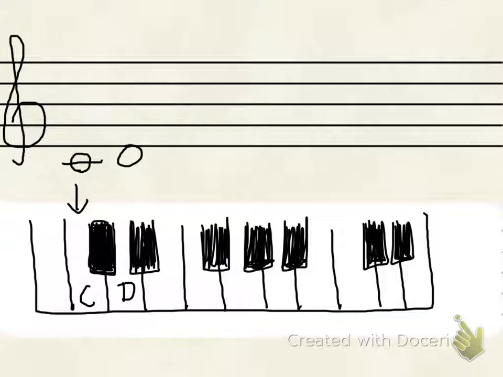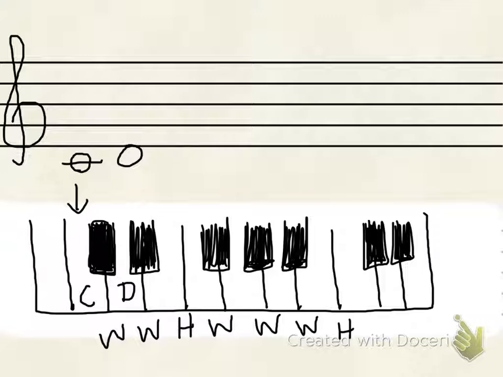To create a major scale, we're going to have a pattern that we're going to want to memorize: whole, whole, half, whole, whole, whole, half. The W stands for whole, and the H stands for half, and that indicates the distance, the interval between the two notes.